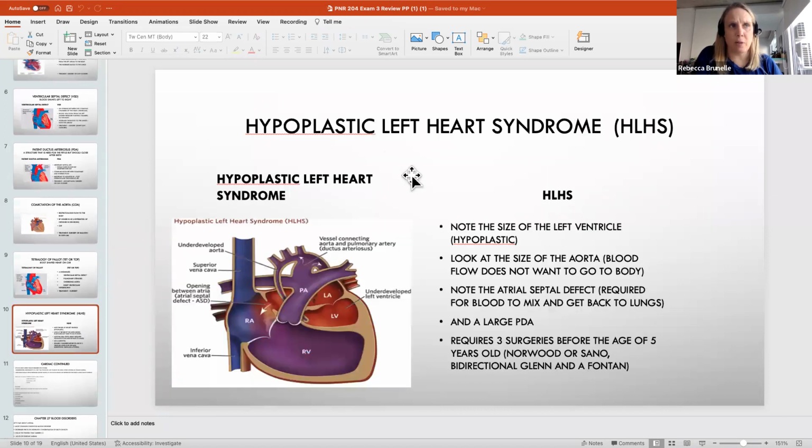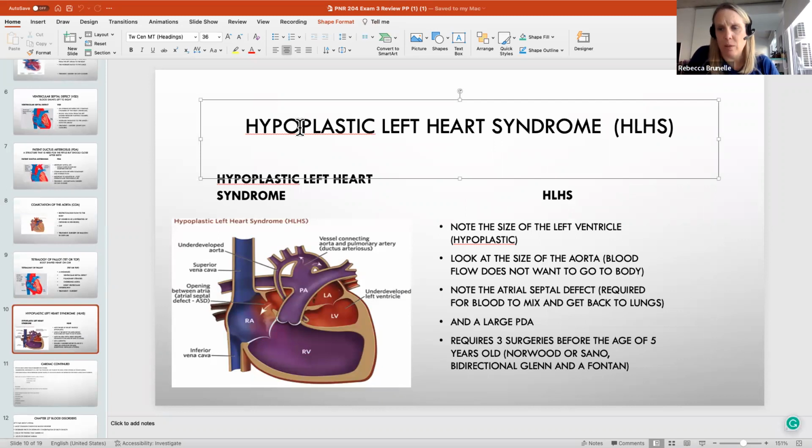And then another more complicated defect that you need to recognize is the hypoplastic left heart syndrome. We talked at the beginning, what does hypo mean? Less, small. So with hypoplastic left heart syndrome, everything on the left side is small. Your left ventricle is small, your aorta is small, everything is small. So you don't have an adequate pumping chamber on the left side, which pumps blood to your body. So they are required to have mixing, otherwise they would die. They're required to have an ASD, because the left side is so small that it's really not functioning.